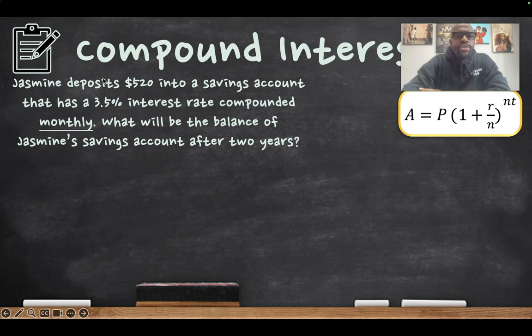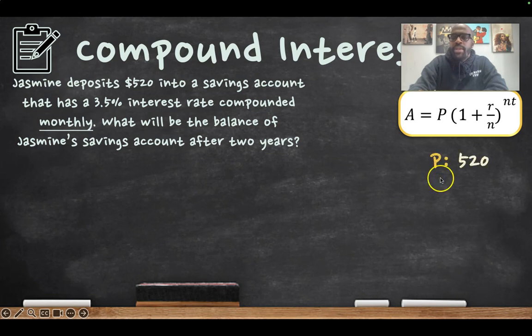Jasmine deposits $520 into an account that has a 3.5% interest rate compounded monthly. What will be the balance of Jasmine's savings account after 2 years? So let's go ahead and break it all down. We see that it says monthly. That's more than one time per year. So that means we're going to use the compound interest formula.